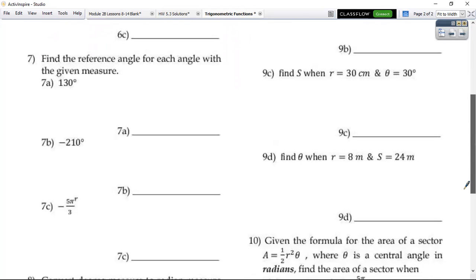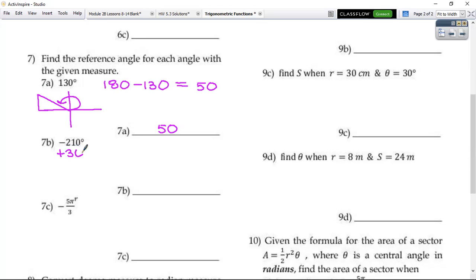Number 7, find the reference angle. So 130 degrees. What quadrant? Good, quadrant 2. What's the rule in quadrant 2? What do I do? Beautiful, 180 minus 130. And by definition, a reference angle is an acute angle, so between 0 and 90 degrees, which that is. So you're good to go, 50. Again, with anything negative, you are welcome to do this and then go from there. Letter C, you would just change that into degrees instead. We good on those? Okay.